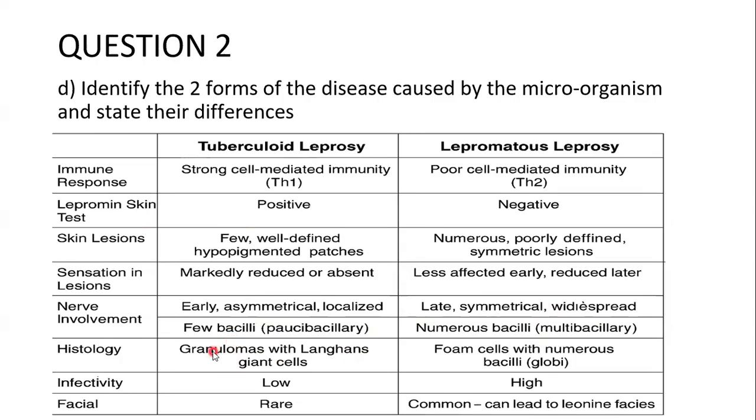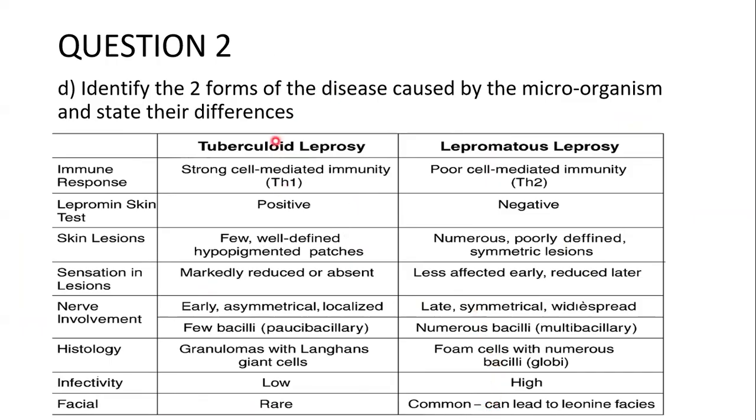Histology, these ones you're going to see granulomas with Langerhans giant cells. You see it is similar to Mycobacterium TB. For lepromatous, it's the foam cells with numerous bacilli. Infectivity, this is low, this is high. Facial in tuberculoids, very rare. Facial, so here you can say facial appearance or facial lesions. In lepromatous, it's very common.